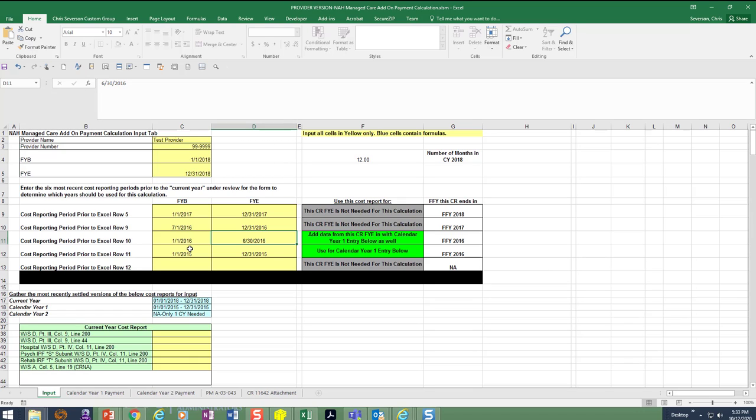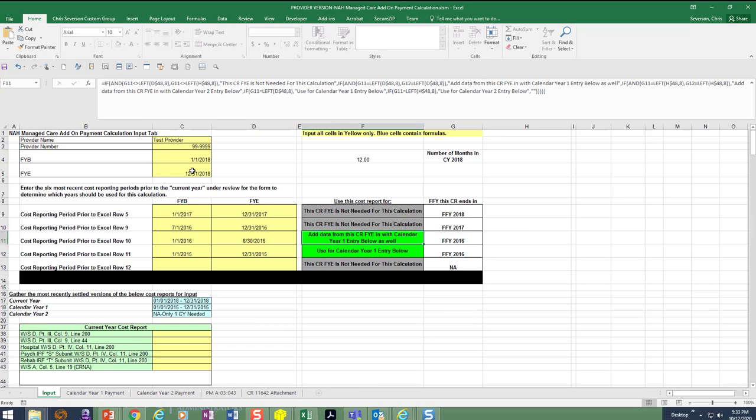And then what we're going to do is it's going to prorate it in such a way that it's only going to take this amount, this 1/1/16 through 6/30/16, that'll be half of the payment, and it'll only take 6 months worth of this full calendar year cost report, and that'll be the other half of the payment that relates to 12/31/18. So this form will handle these situations.